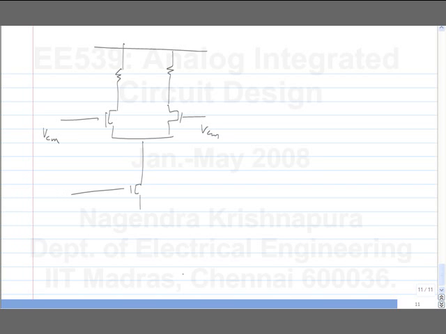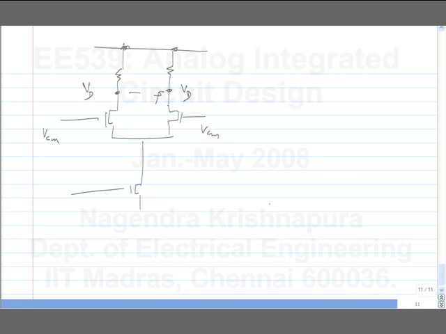My output is between these two points. Let me call this VD. If this is VD, under common mode excitation, this will also be VD. And the difference between those two will be 0. So I don't have to do any analysis. Okay?